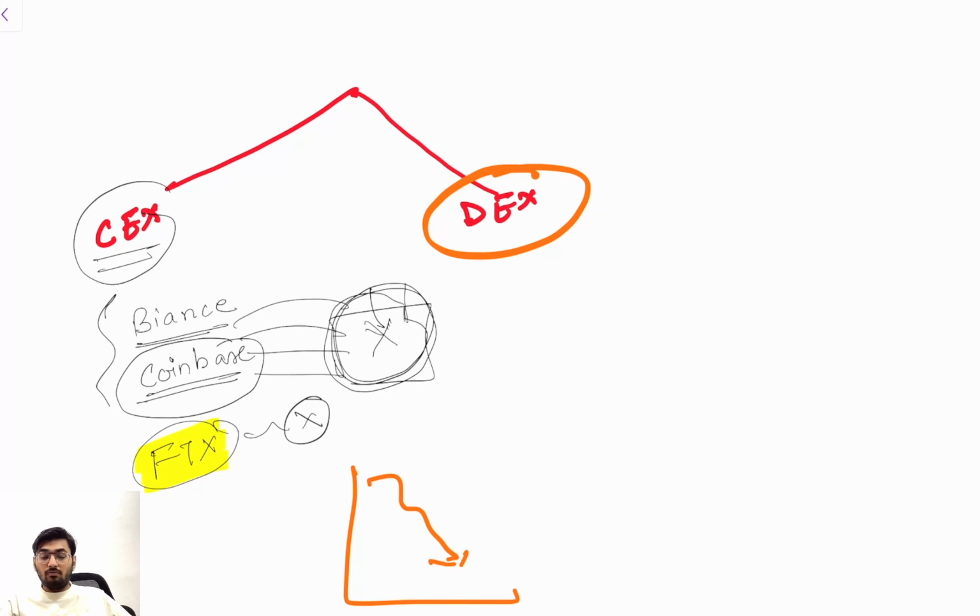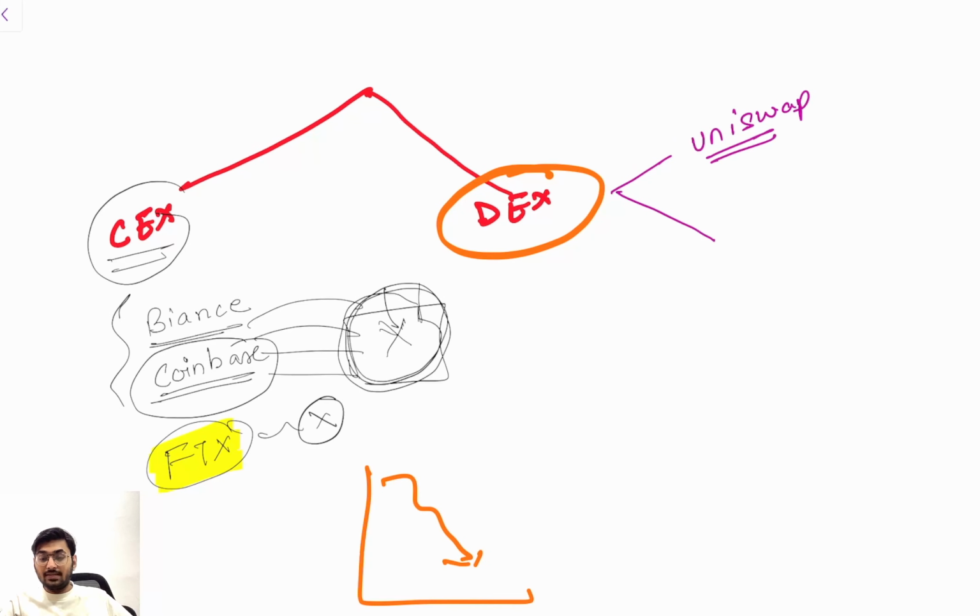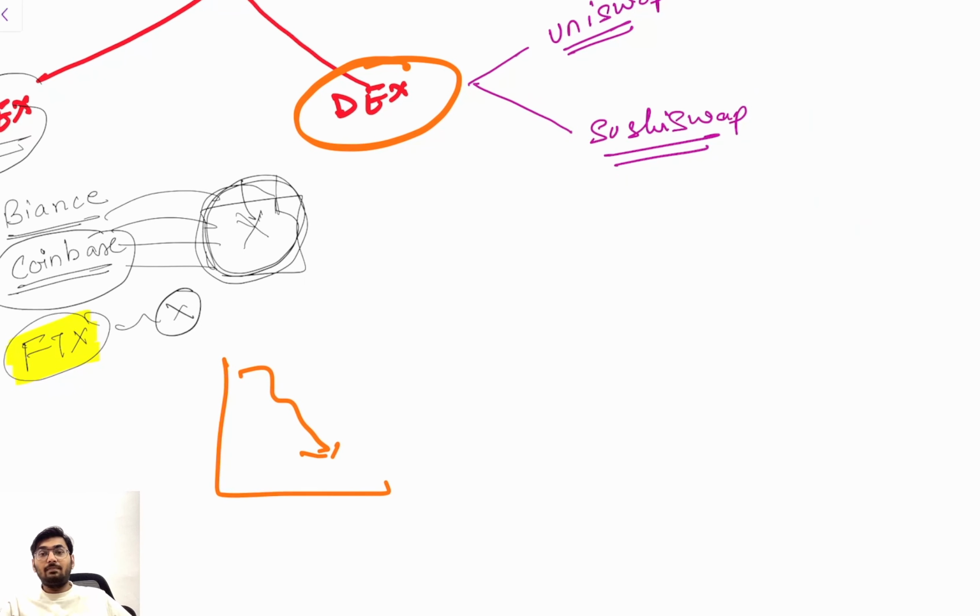Clear? So what are the famous examples of this? There are two famous examples. Number one is Uniswap. And the second one is SushiSwap. Clear? They are not run by any private company or any central authority. Clear? So what happened over here?